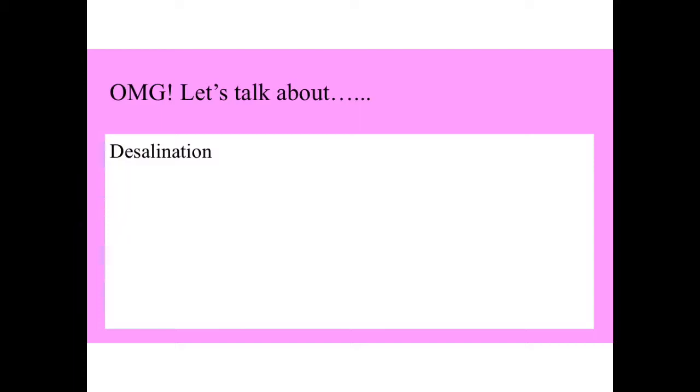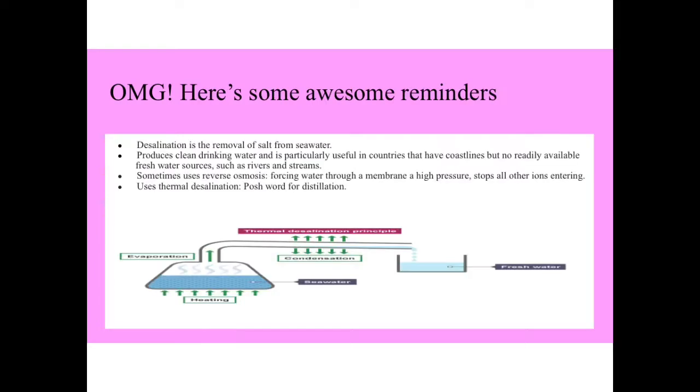So moving on from there then, looking at a couple of other things that we can do to water. Desalination is another thing that we can do to water. Desalination is the removal of salt from seawater. It produces clean drinking water. It's particularly useful in countries that have coastlines, but no readily available water sources such as rivers and streams. It sometimes uses reverse osmosis, so that's forcing the water through a membrane at high pressures.